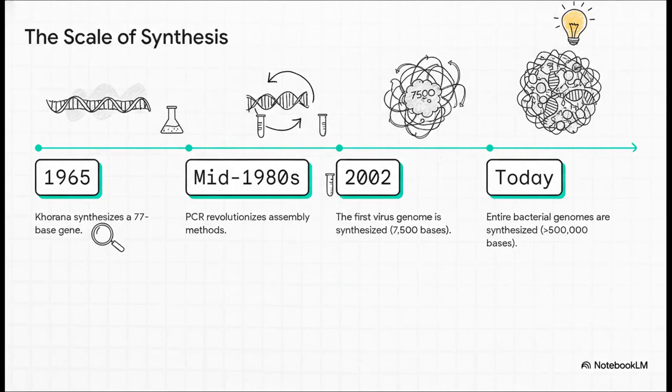And the scale of what we can now build is just staggering. We went from a 77 base gene in the 60s to the first 7,500 base viral genome in 2002 to today where scientists are writing entire bacterial genomes. We're talking over 500,000 bases, completely from scratch. The progress has been absolutely exponential.